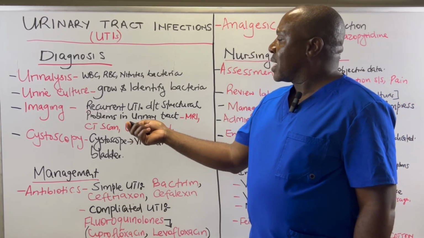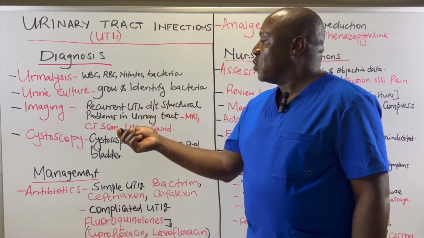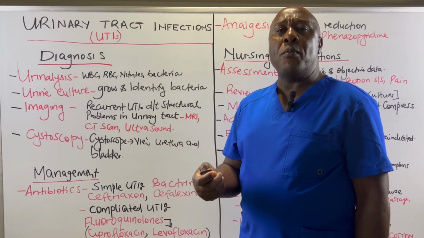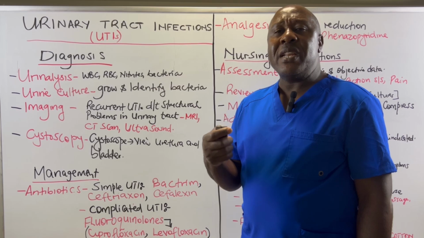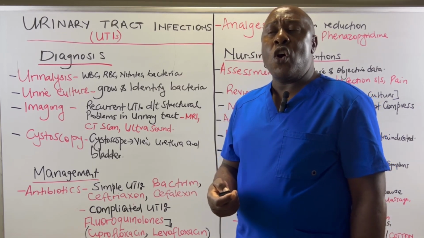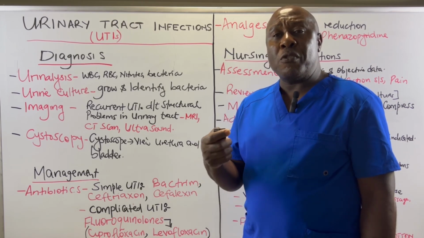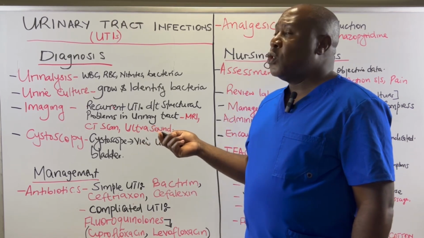Now we also have recurrent UTIs. Recurrent UTI is a situation whereby a patient has 2 or more UTI episodes within a period of 12 months, or he may have 2 UTI episodes within a period of 6 months. This is a recurrent UTI.